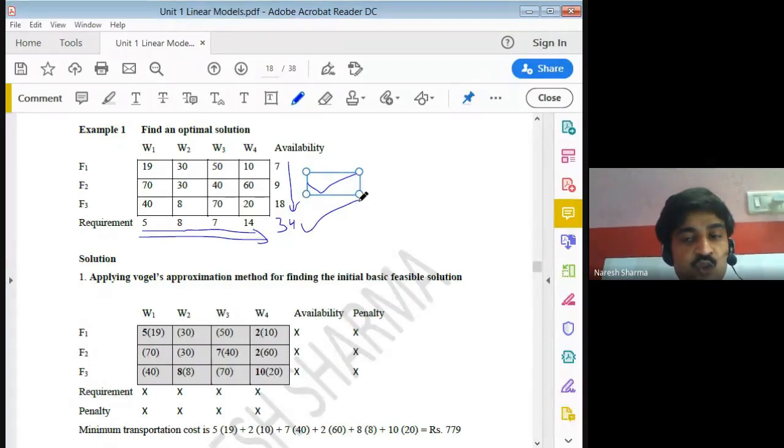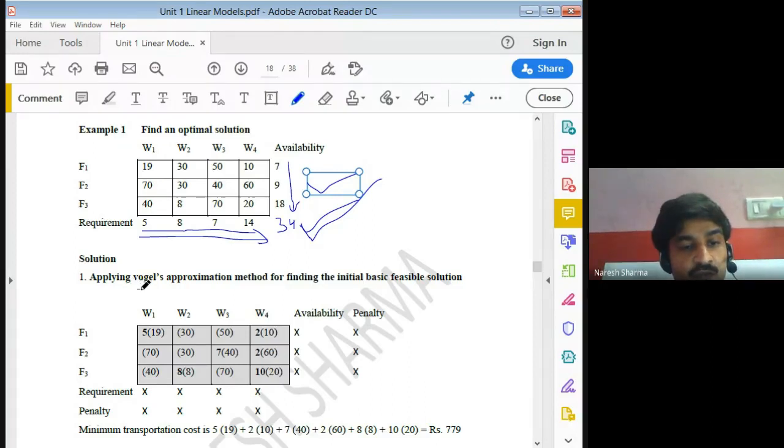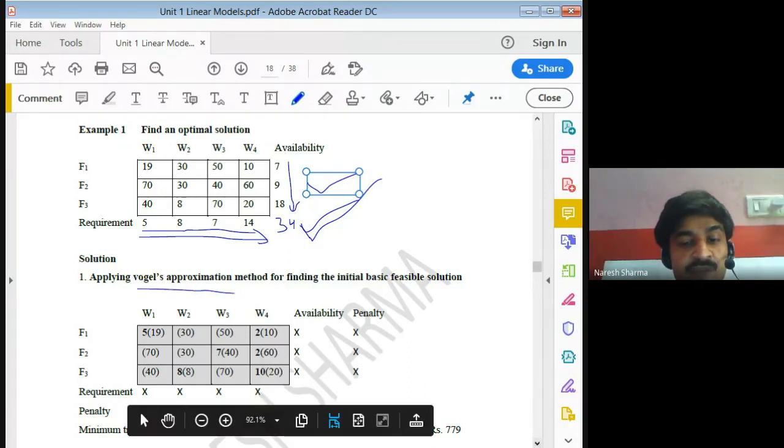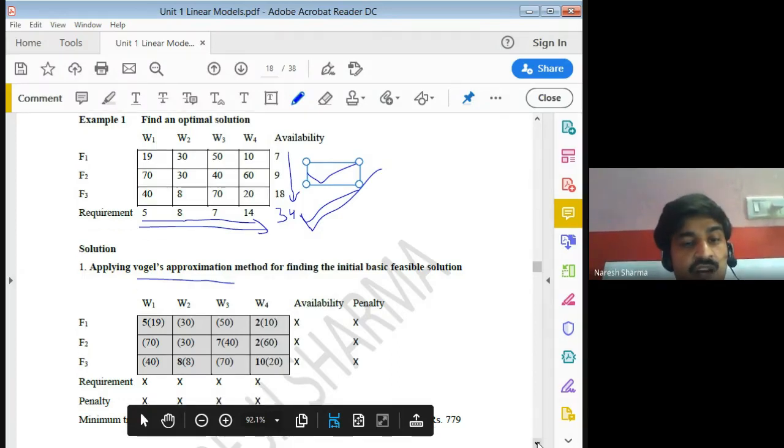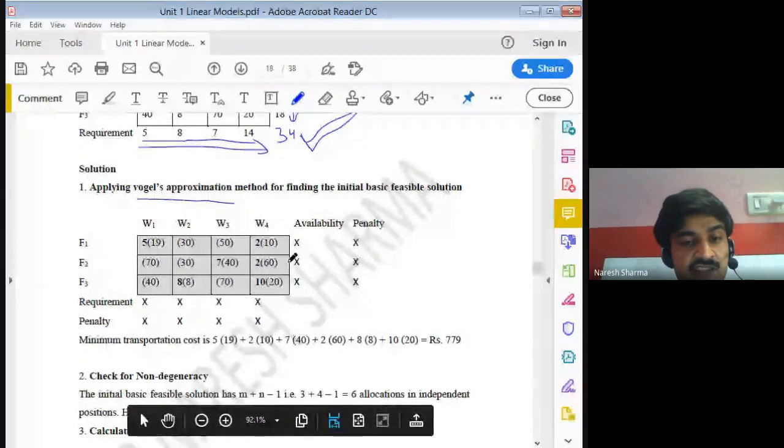Always your problem should be balanced. First thing you need to check this. If it is not balanced, you need to convert it into a balanced problem. For this you can check our previous lecture. Now applying the Vogel method, which we already applied in the last lecture, you can find this solution.